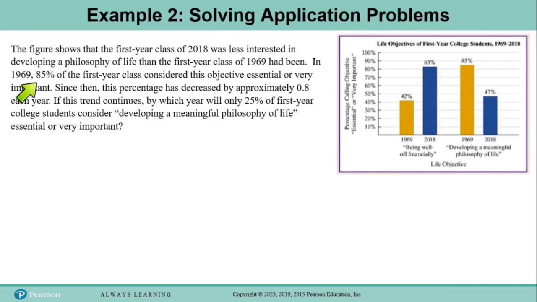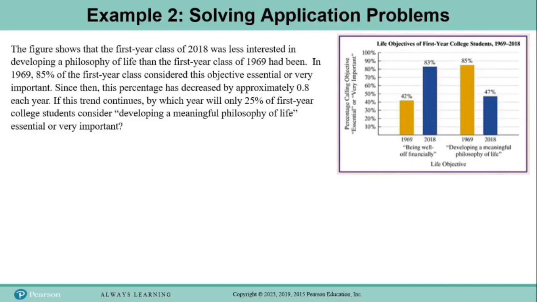In 1969, 85% of the first year class considered this objective essential or very important. Since then, this percentage has decreased by approximately 0.8 each year. If this trend continues, by which year will only 25% of first-year college students consider developing a meaningful philosophy of life essential or very important?